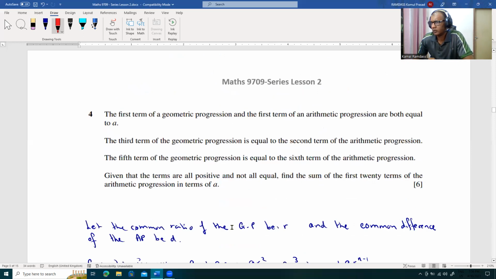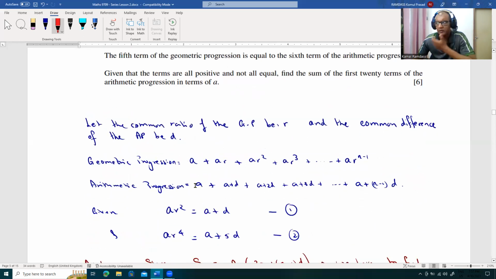Bon. Une autre question là. Maintenant, c'est une question de arithmetic and geometric progression. The first term of a GP and the first term of an AP are both equal to A. Okay, first term is equal to A. The third term of the geometric progression is equal to the second term of the arithmetic progression. The fifth term of the geometric progression is equal to the sixth term of the arithmetic progression. Given that the terms are all positive and not all equal, find the sum of the first 20 terms of the arithmetic progression in terms of A. Bon.